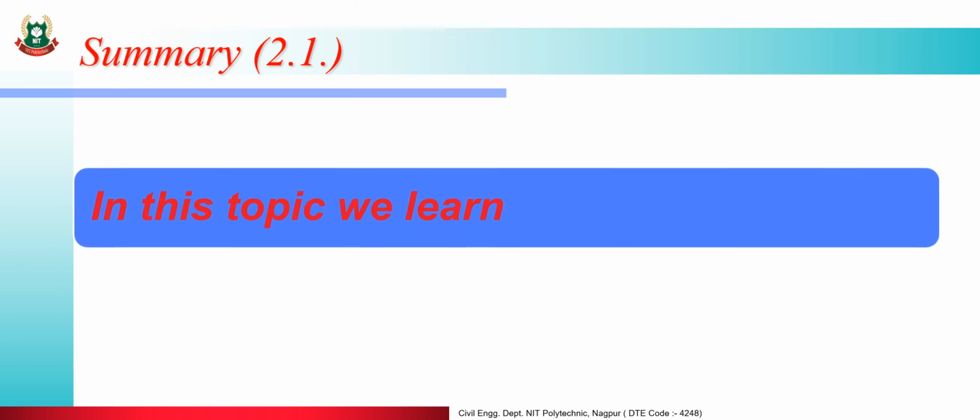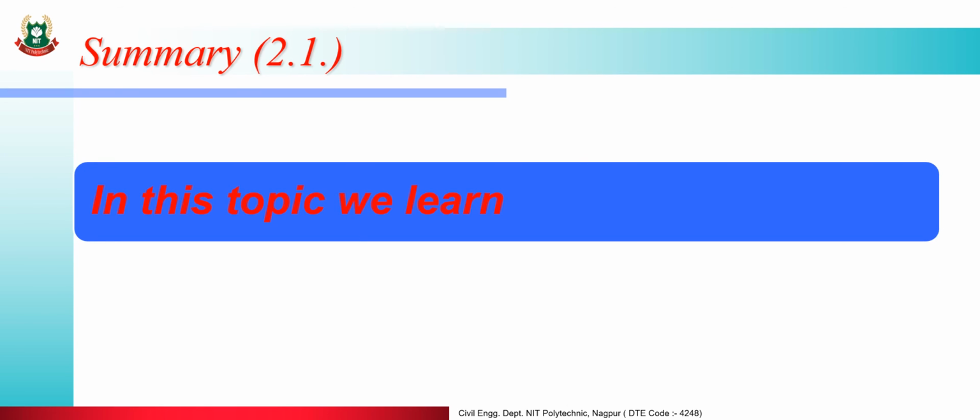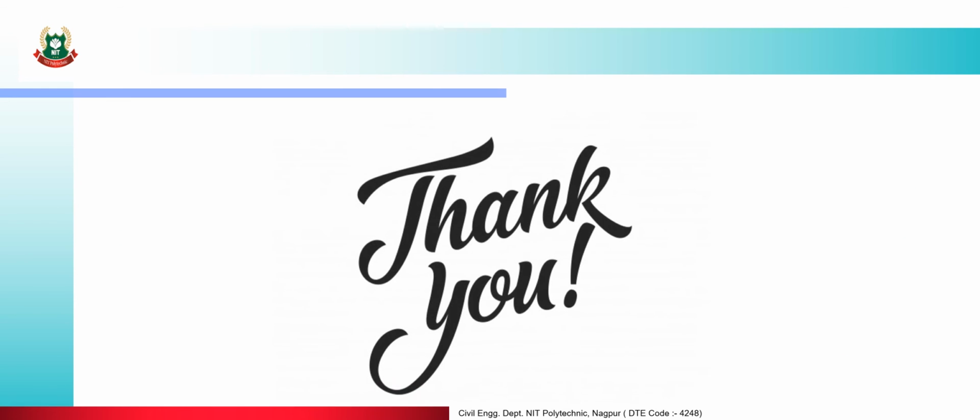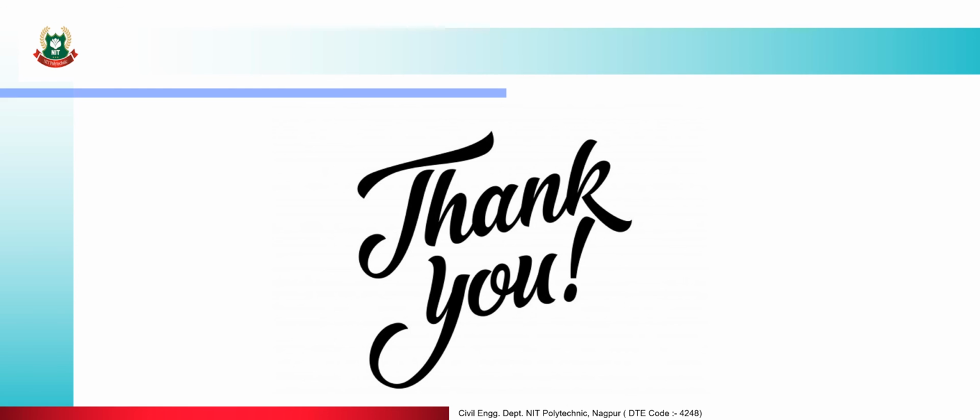Then, summary. In this topic we learned reading the verniers of the transit theodolite. Remember that the horizontal circle has two verniers, vernier A and vernier B, which are used to measure the horizontal angle, and vernier C and vernier D are on the vertical circle and measure the vertical angle. Remember that. Okay. Thank you very much.